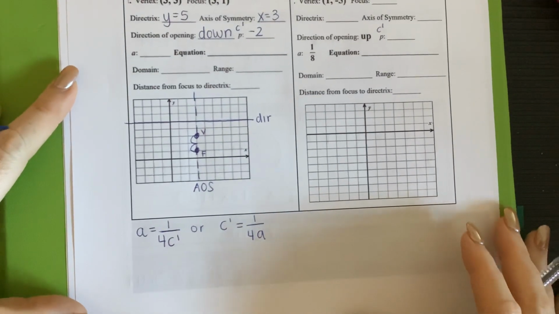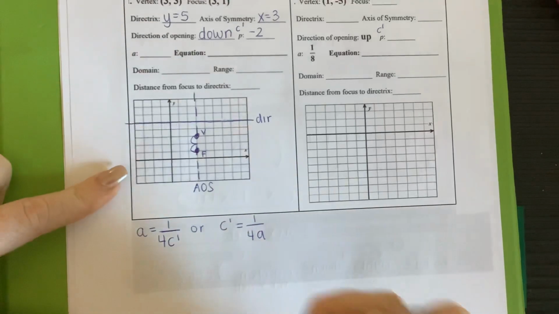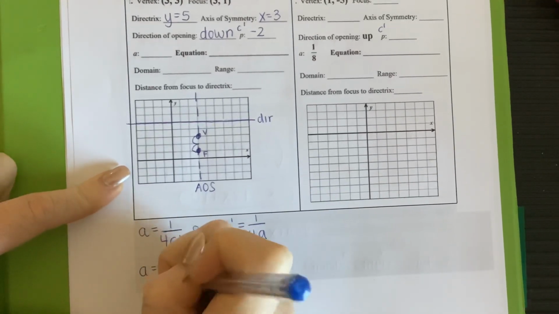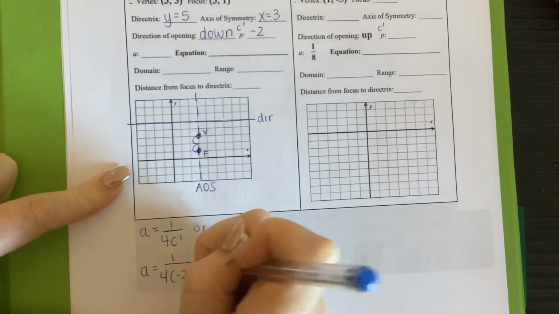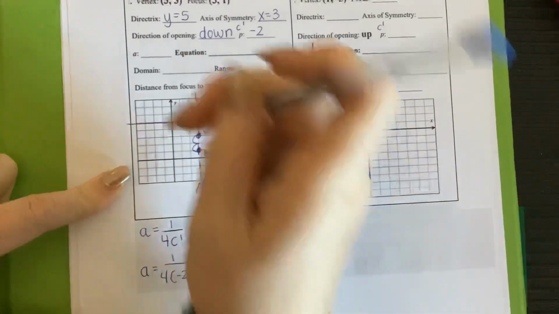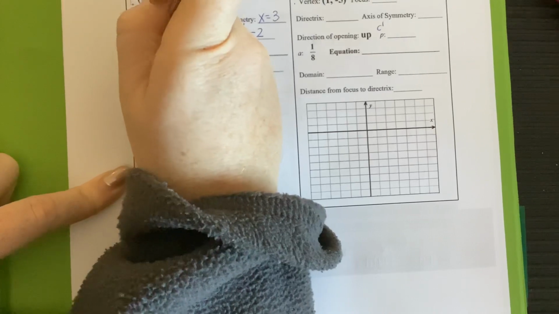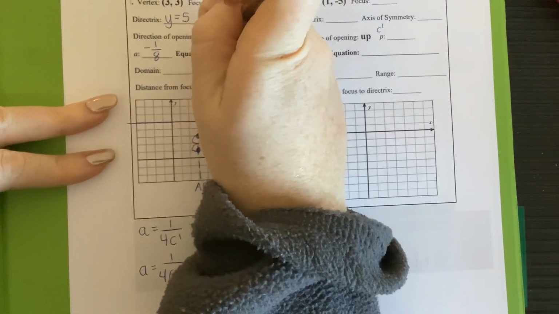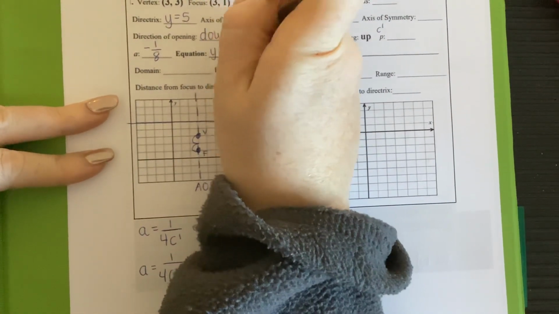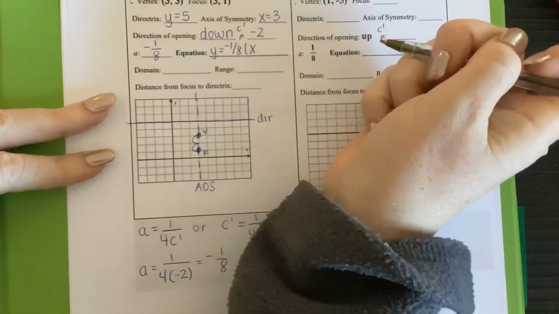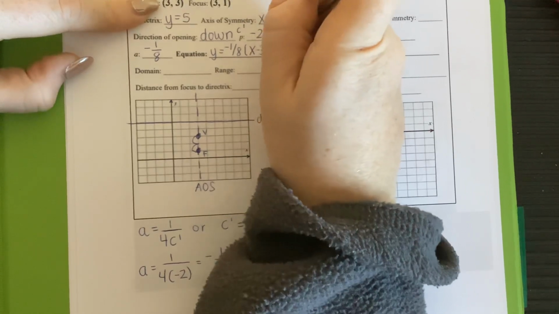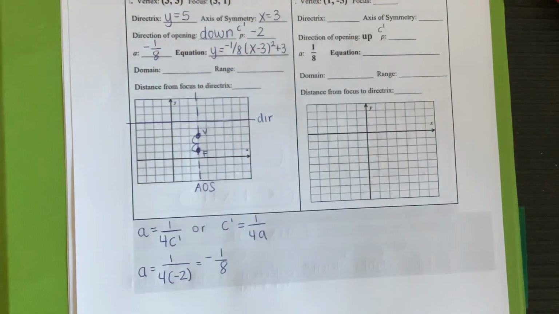So if I'm looking for my A value and I have my C prime, then A is equal to 1 over 4 times -2, which is going to give me -1/8. That's going to be here. And then if I want to write my equation, it's always easier to write in vertex form. So I'm going to write y equals -1/8 (x minus h), so my vertex is at 3, so (x - 3) squared, plus k, so plus 3. That would be the equation.